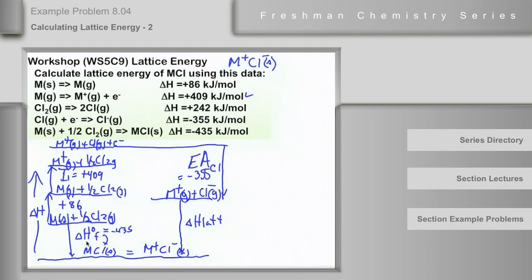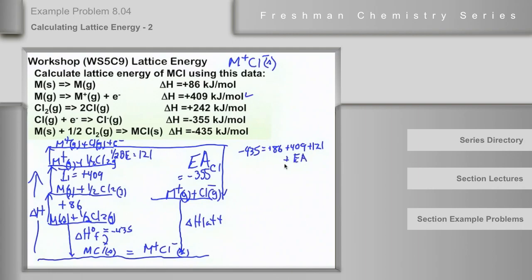It starts at the same place and ends at the same place. So minus 435 is equal to 86 plus 409. And the bond dissociation energy, I forgot to write it down, it's plus 242 for a mole, but we're only using 1/2 a mole. So it's 1/2 of the bond energy, and that's 121. Plus 121, taking the energy to break a bond, as always. Then plus the electron affinity.